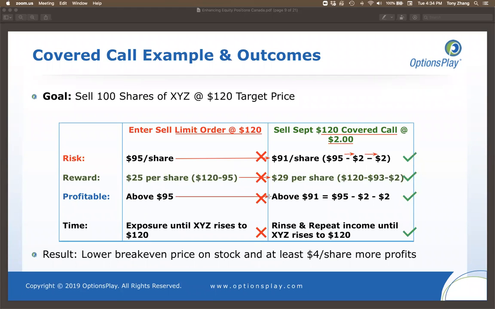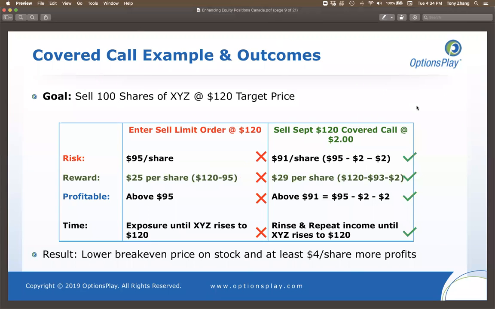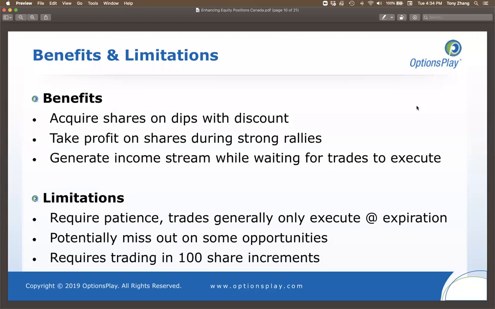So this is really the benefit of adding covered calls to your cash secured put strategy to help you enhance your overall yield. This lowers your break-even price in the stock and allows you to effectively generate $4 a share more in profits than if you just simply bought and sold the stock using a limit order. So that's just a quick example of how to utilize a cash secured put and a covered call to enhance your yield. The benefits of this strategy is the fact that you're able to acquire shares on a dip with a discount.